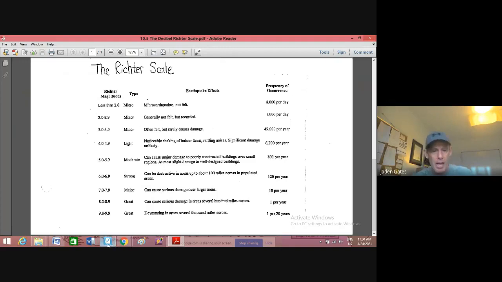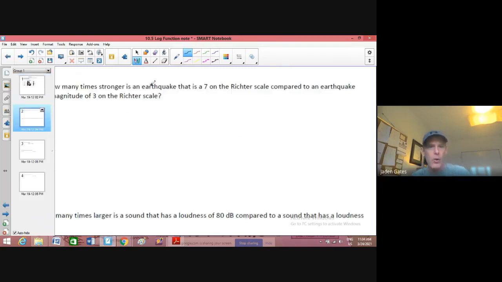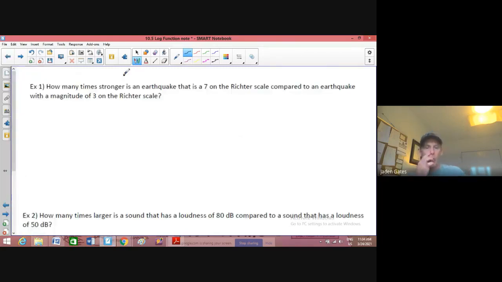Now, what I'm going to explain here is example 1: how many times stronger is an earthquake that is a 7 on the Richter scale compared to an earthquake with a magnitude of 3 on the Richter scale? What I showed you there is that the Richter scale goes up by 1s.